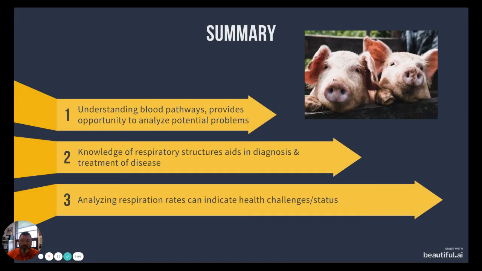So as we wrap up this mini lecture 2, a little bit of a short one here. It's really important that we understand blood pathways and the opportunity to analyze potential problems in aiding in diagnostics of diseases. Number 2, again, you need to have a good sound knowledge of respiratory structures. That will also help us in diagnosing and treating disease that we may encounter, especially things that we're going to talk about later on. Circulatory and respiratory vital signs are something that you're going to need to be able to understand, troubleshoot, know, and repeat to a veterinarian potentially to help you with troubleshooting a problem.